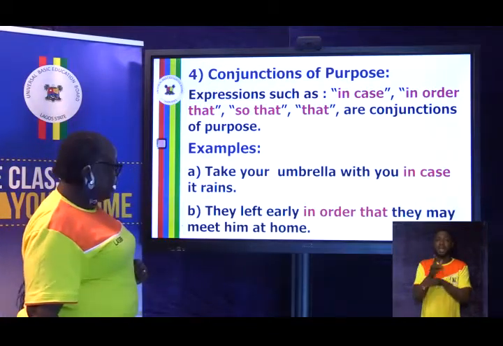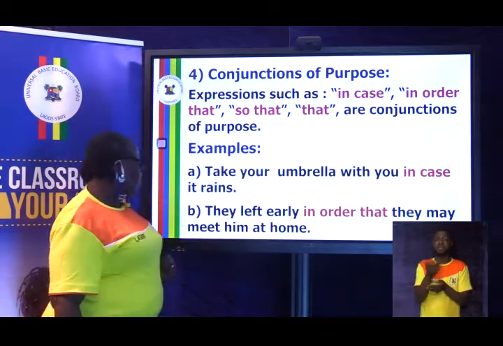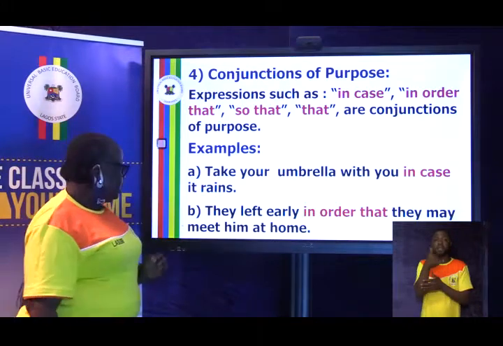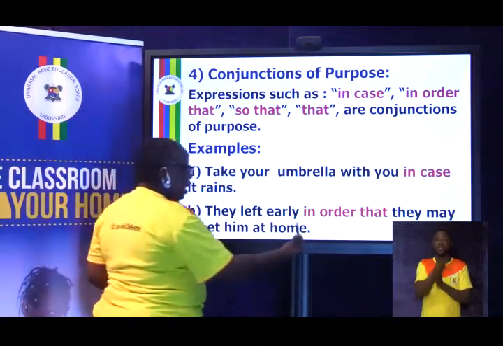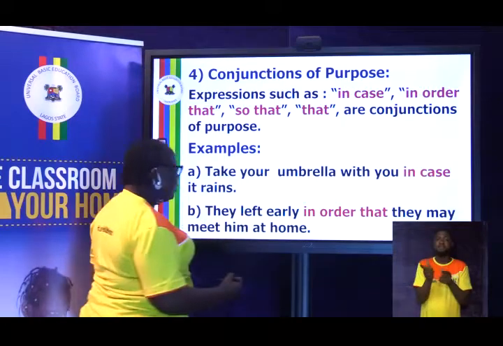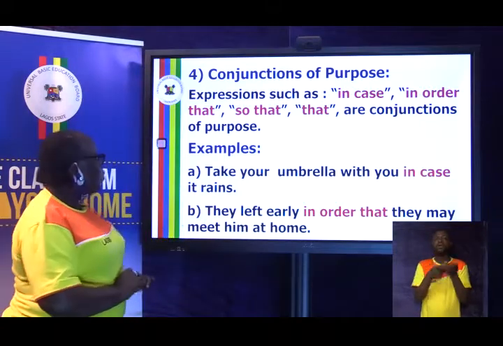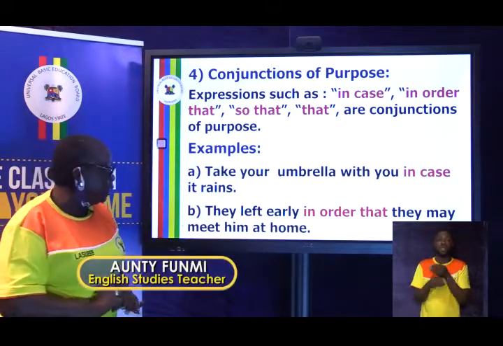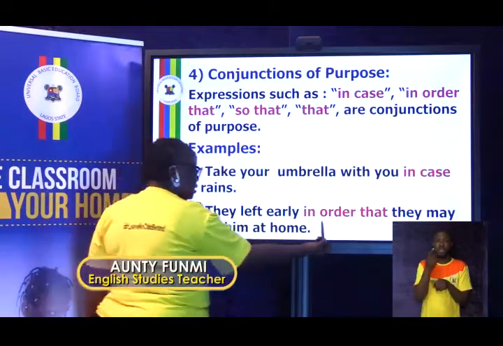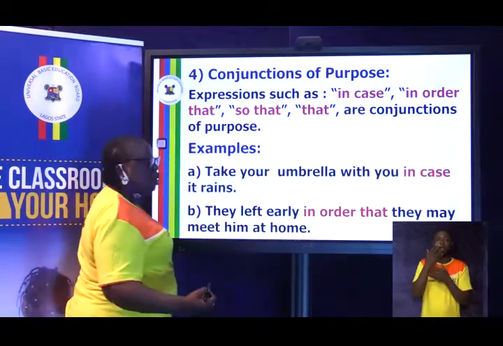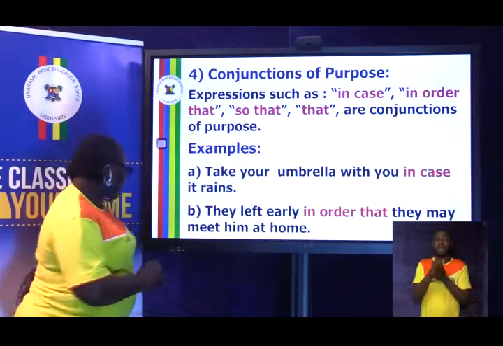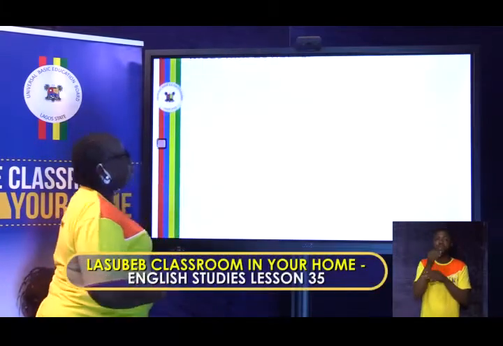They left early in order that they may meet him at home. What is the conjunction of purpose here? In order that. You can see it has been color coded. In order that they may meet him at home.